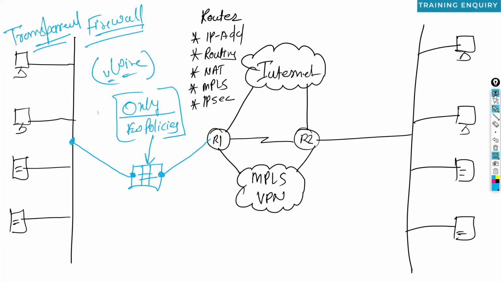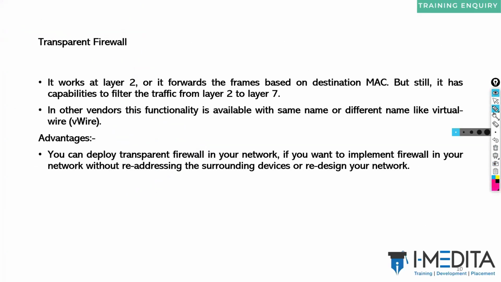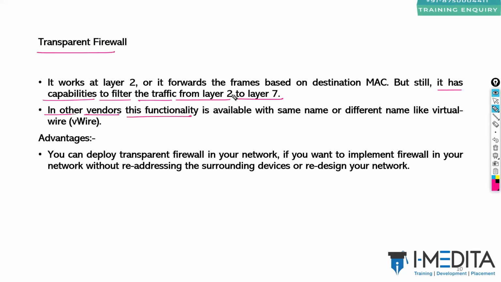So this is our transparent firewall, and the same solution in Palo Alto is called vWire, virtual wire. Got it? Whatever we have gone through in the diagram is mentioned here. A transparent firewall works at layer 2. It forwards the frame based on destination MAC address, but it still has capabilities to filter traffic from layer 2 to layer 7. In other vendors, this functionality is available with the same name or a different name, like virtual wire.